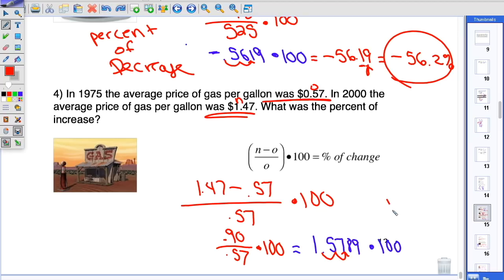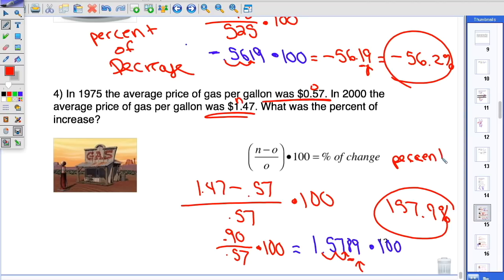So we have 157, but we need to round it to the 10th spot. So the 9 tells us to make that 8 a 9. So it's 157.9%. And that is a percent of increase. This means that the price of gas went up 157.9% from 1975 to 2000.